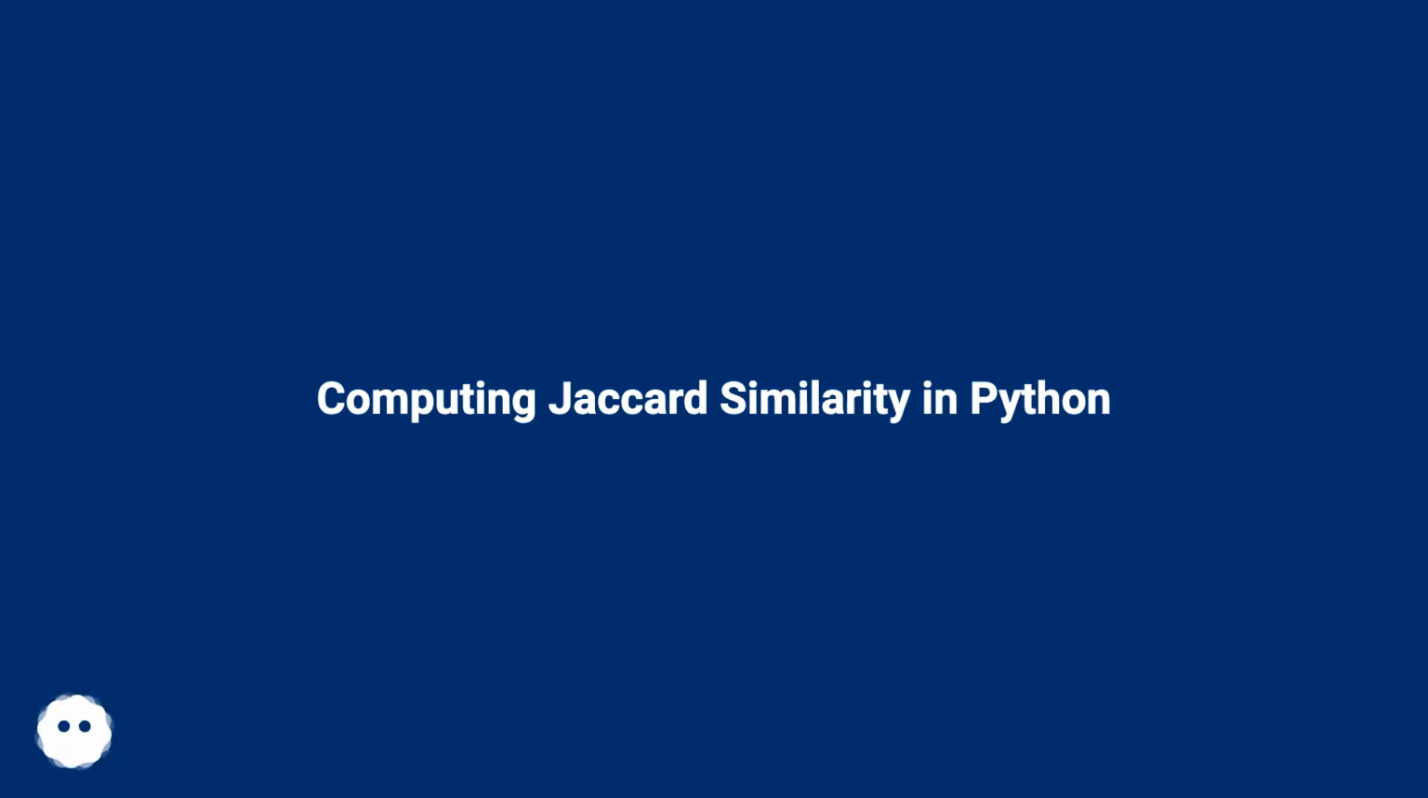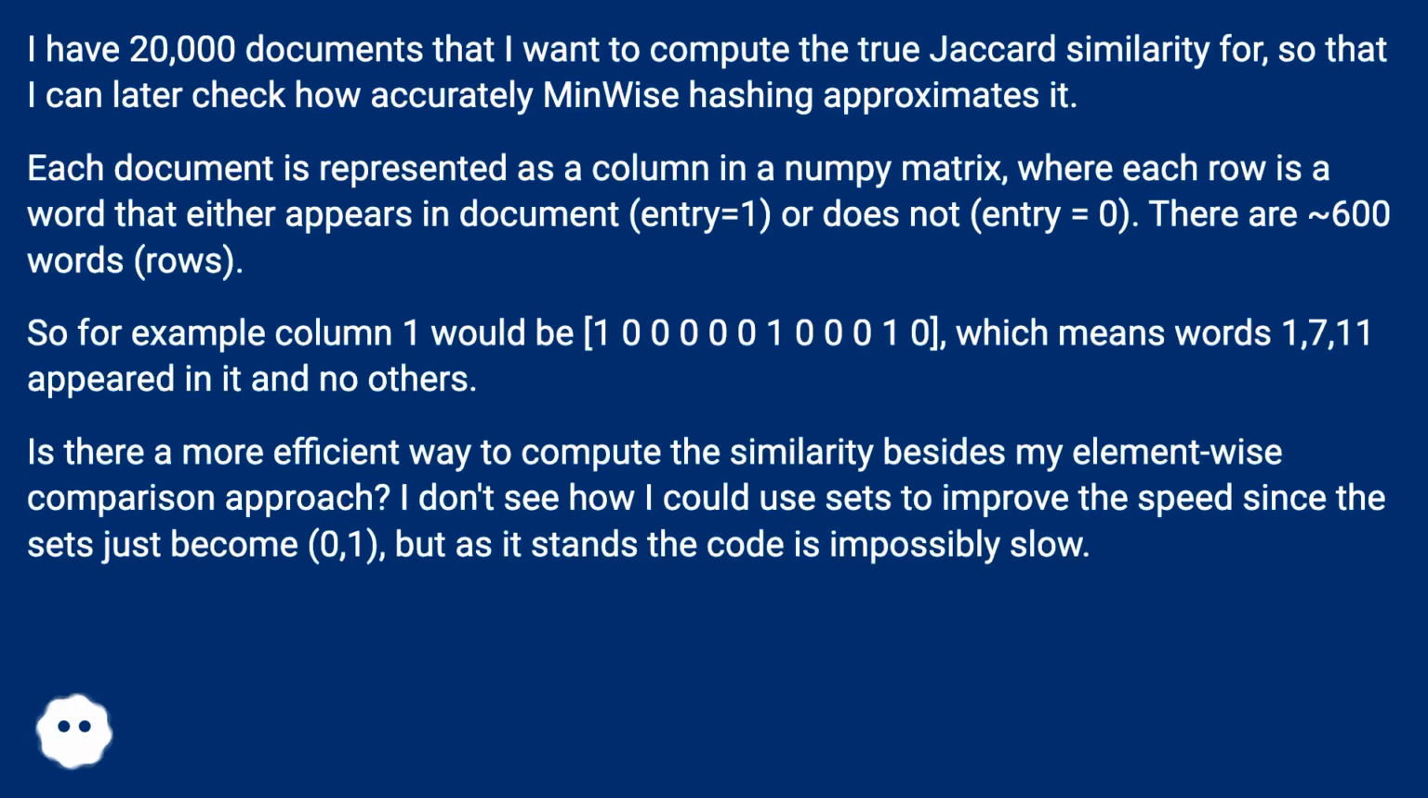Computing Jaccard Similarity in Python. I have 20,000 documents that I want to compute the true Jaccard Similarity for, so that I can later check how accurately min-wise hashing approximates it.